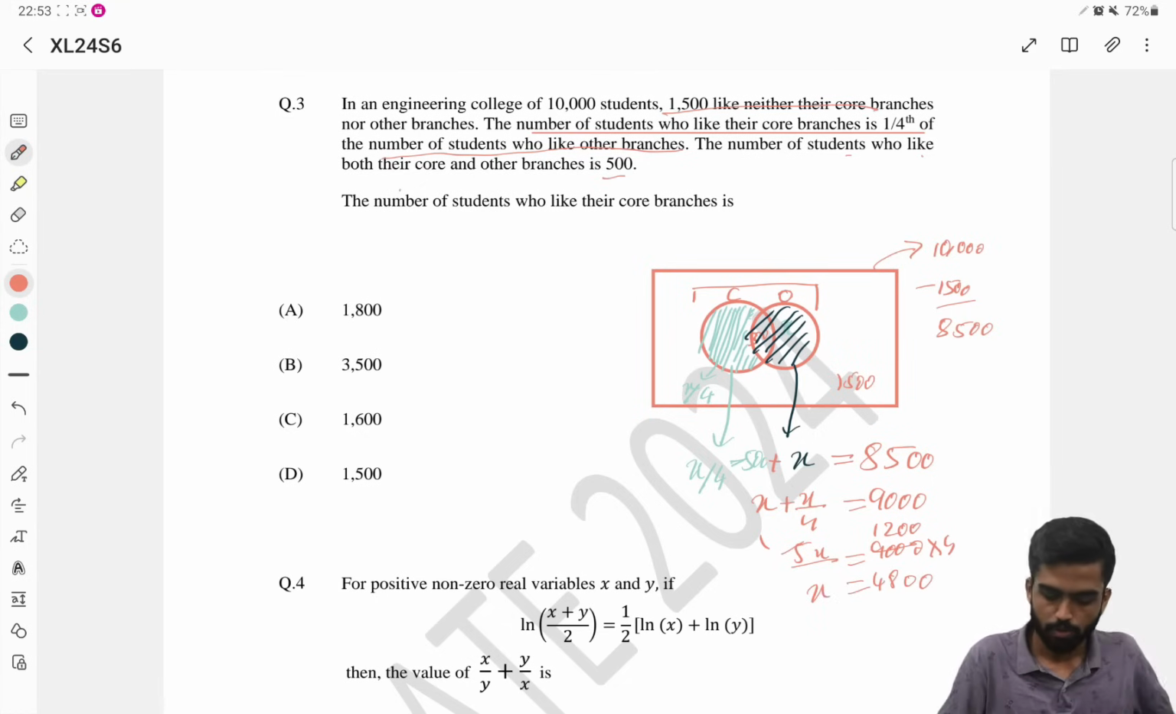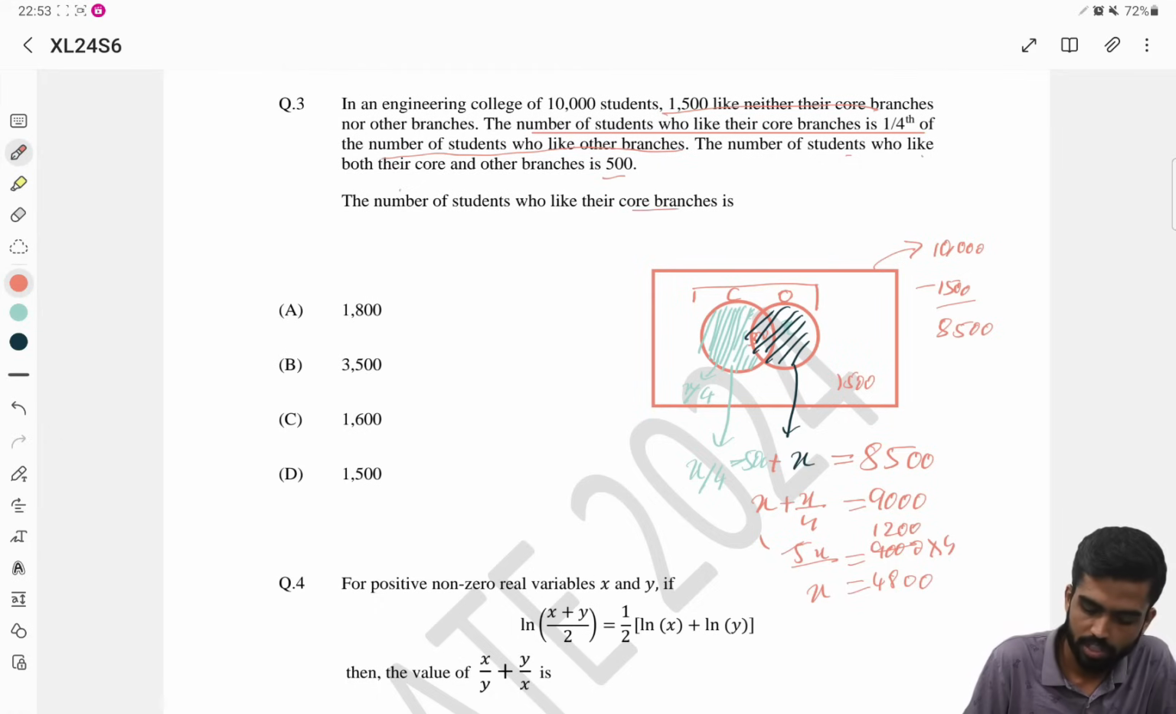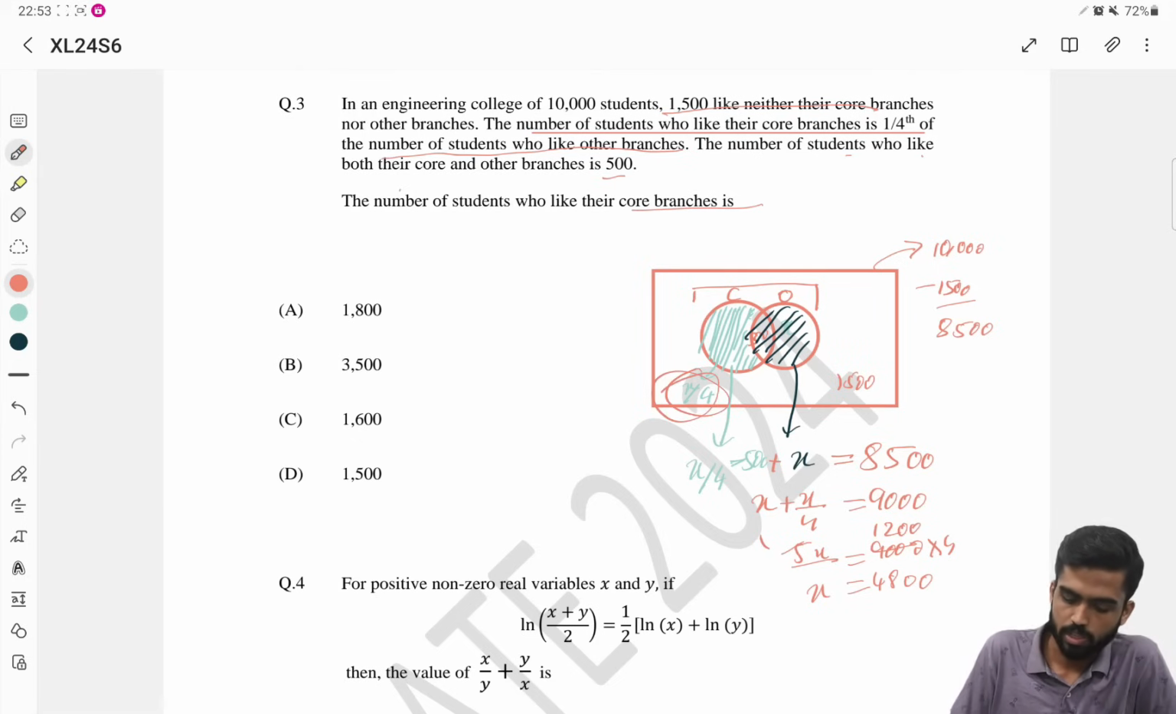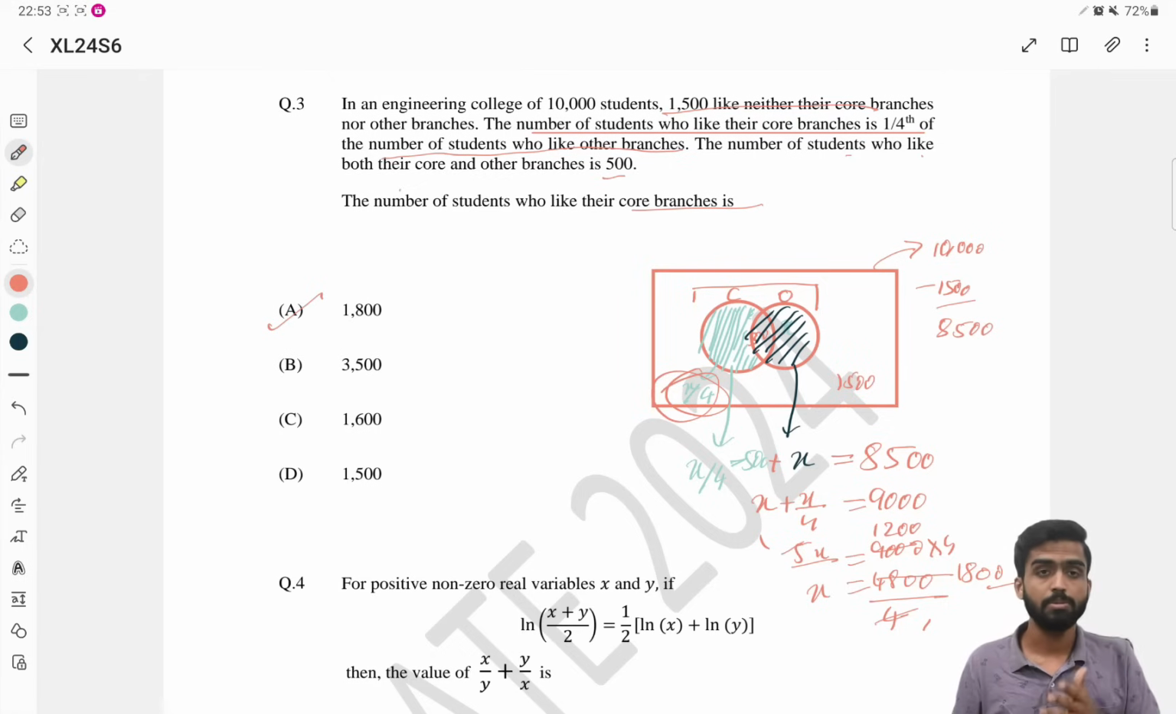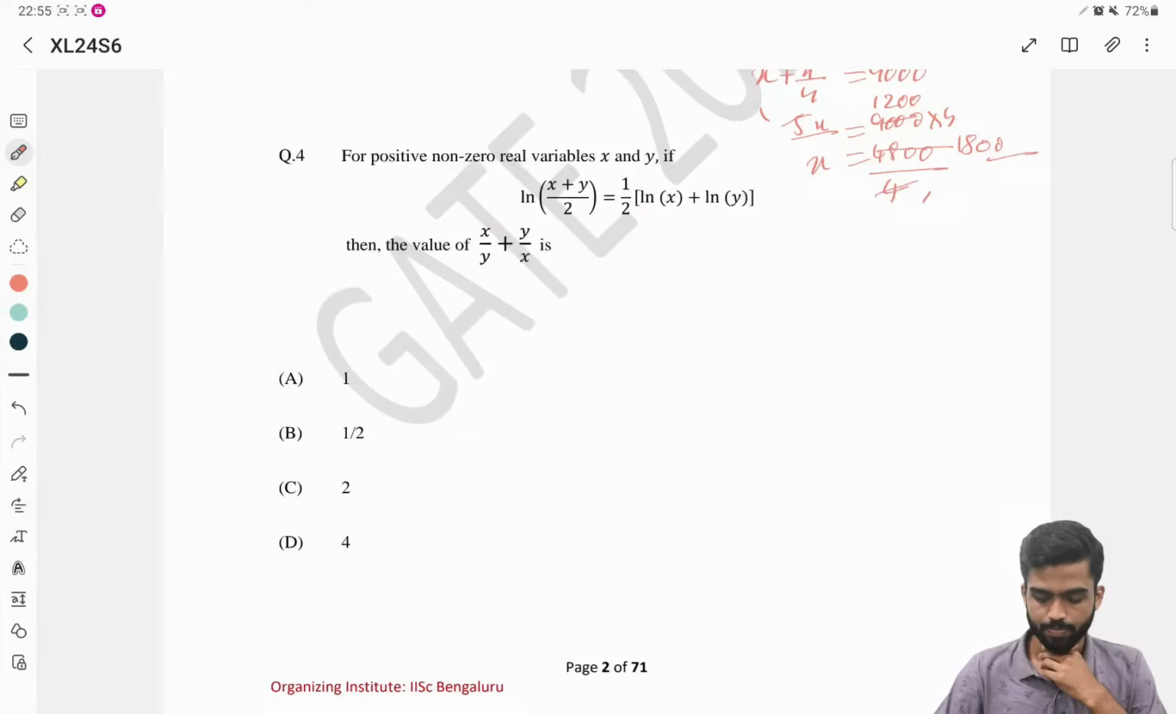Now the question is the number of students who like the core branches. Number of students who like this complete circle is x. Number of students who like the core branches is x by 4. So 4,800 by 4 will give us 1,200. This is the answer. So this looks lengthy, but we just have to put all the given data in and try to visualize the data.